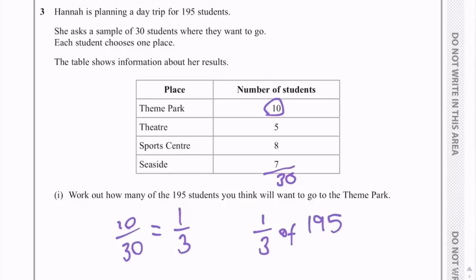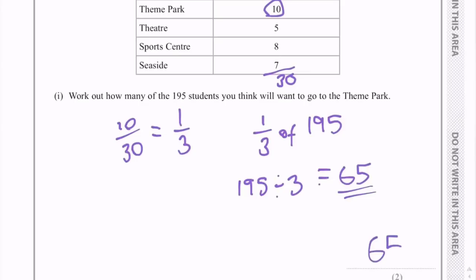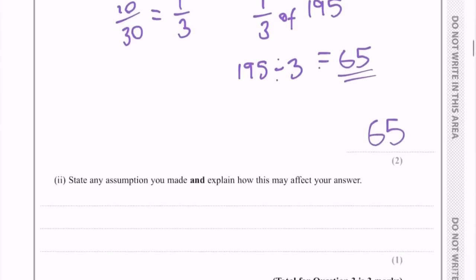Okay, so we just need to do 195 divided by 3, not forgetting this is a calculator paper, so we can actually just type that into the calculator. So if we do 195 divided by 3, we get the answer 65. There we go, so we will assume that 65 people want to go to the theme park based on this sample.